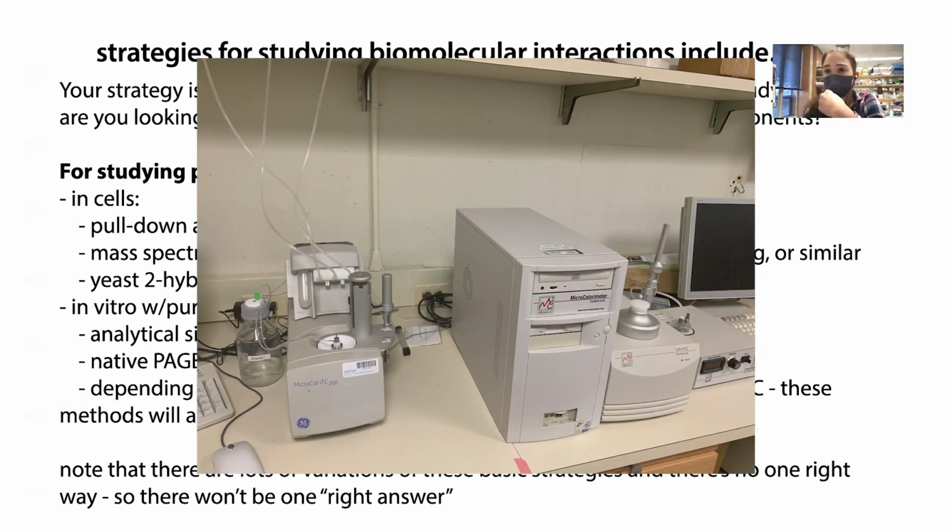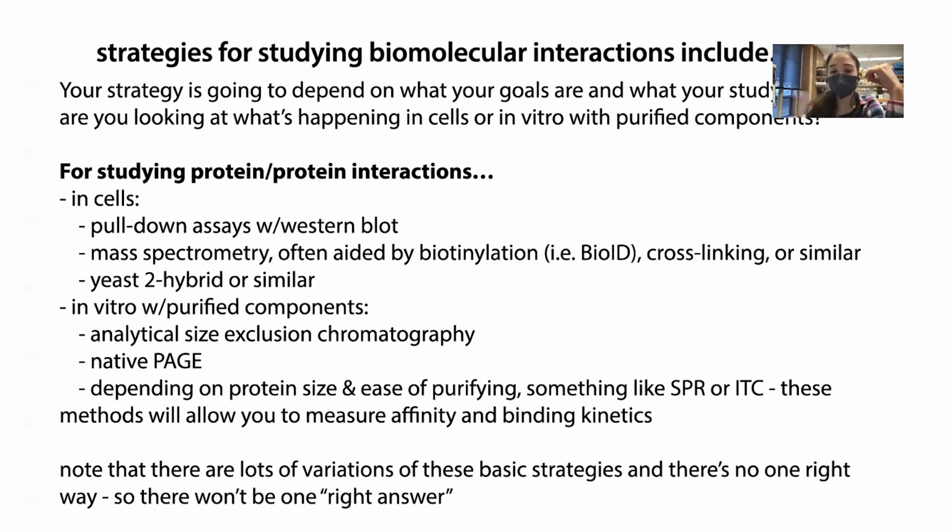You can also use ITC, isothermal titration calorimetry, which is going to measure the energy given off when these molecules interact. And it's going to tell you about thermodynamic properties. Another couple ways we'll talk about are native PAGE and analytical size exclusion chromatography.